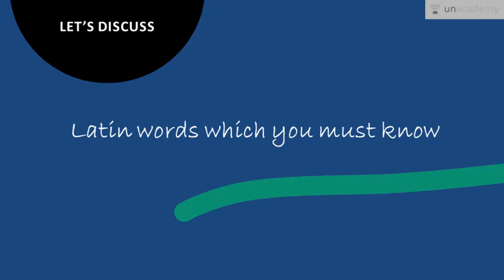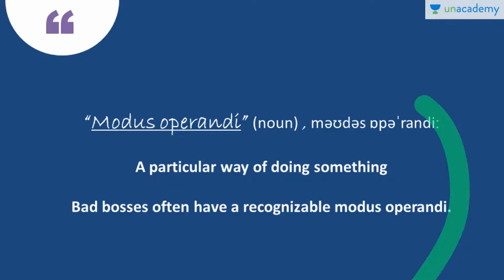So let's continue with some more Latin words which we have in this lecture, and here's the very first word of this lecture, that is modus operandi. Now if you go through its part of speech, it's a noun, and its pronunciation is modus operandi. Now what is modus operandi? You can link it with a mode of operation, which actually means a particular way of doing something.